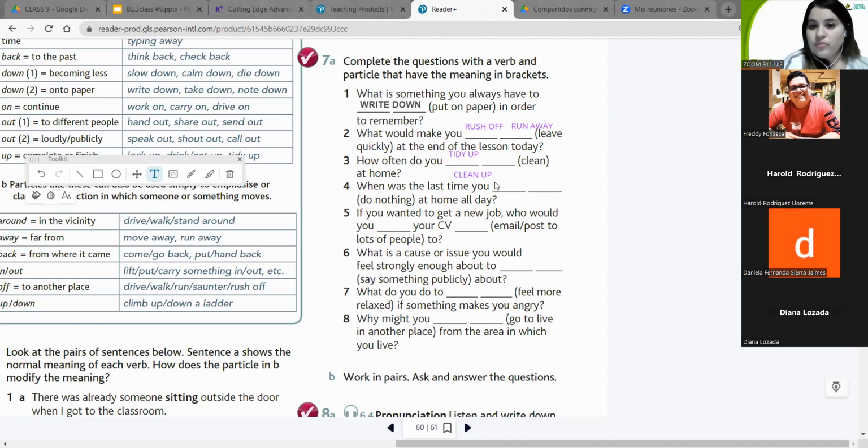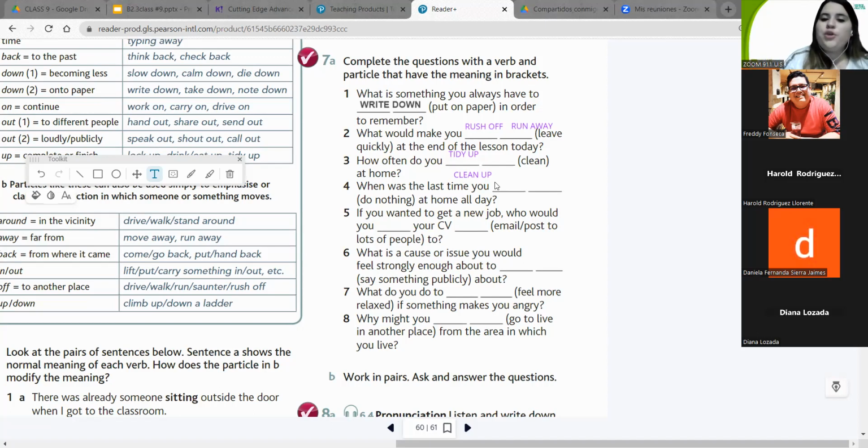Tidy is more like its meaning organized. Yes, organized. And then clean up with the particle up, it's to clean everything in a deep, deep way. Then let's go with number 4.